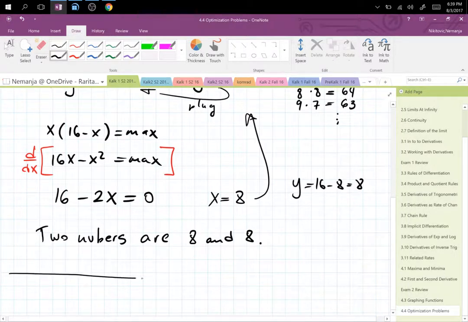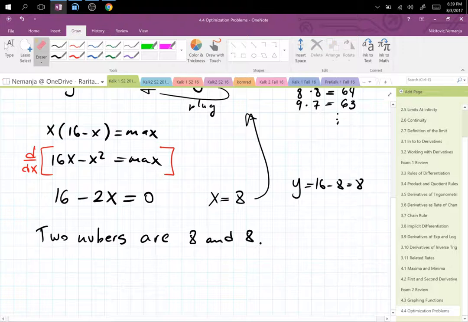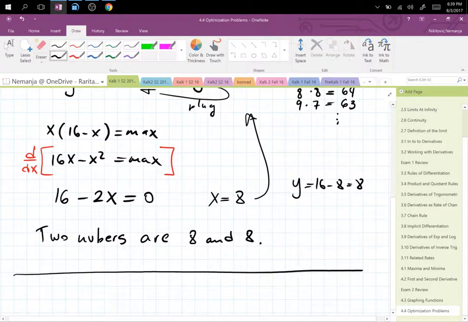The procedure that you've seen right now, it doesn't matter how complicated the problem is. The procedure that you see right now is going to be standard from problem to problem. What's going to be different? Modeling. Getting the equations, the concepts around it is different. But the procedure is the same. You write two equations, plug one into another to eliminate a variable, and then take the derivative, and you will have one of the numbers. Then calculate the other one, and you're done.